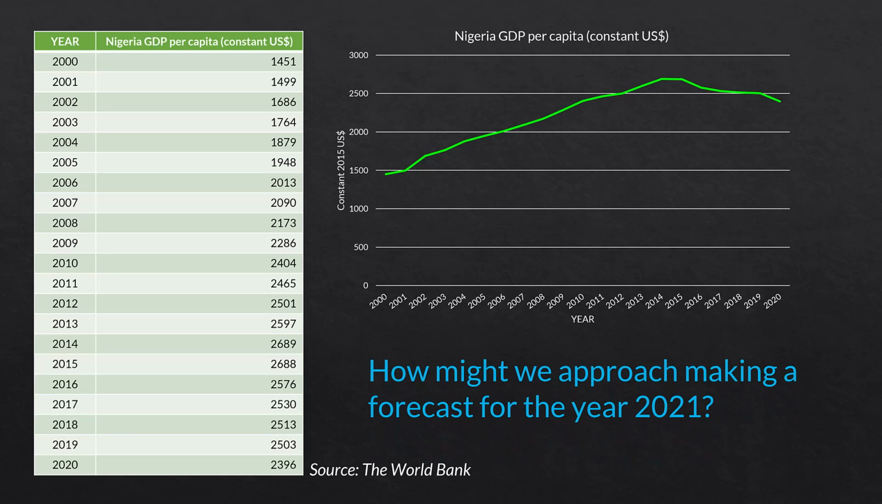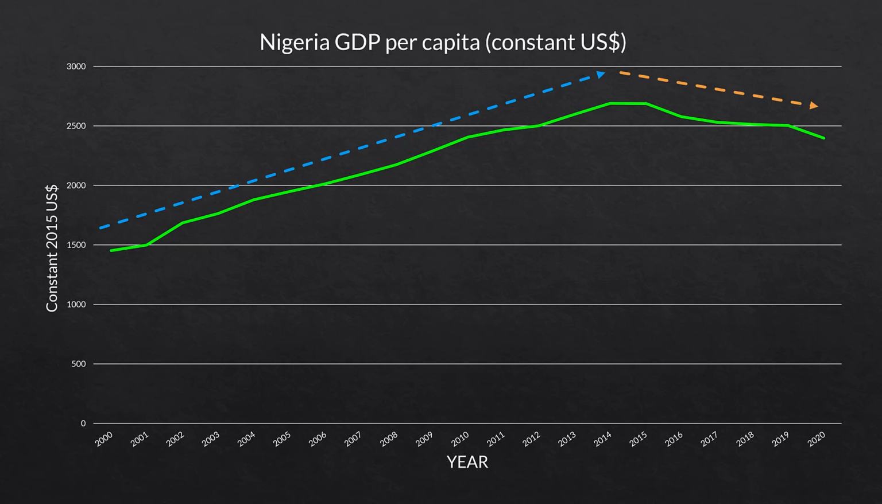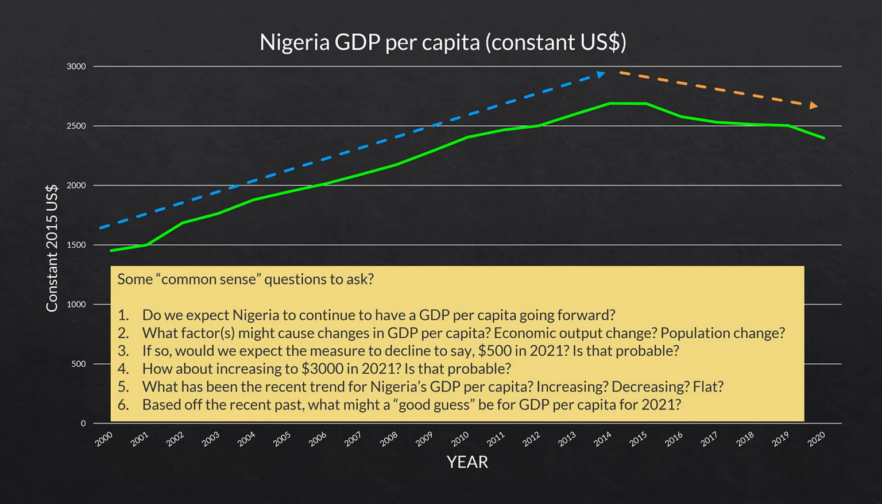Now the question here is, how might we approach making a forecast for the year 2021? So our data ends at 2020. We want to make a forecast for 2021. How might we do that? So we can see an up and then down pattern. And some common sense questions we can ask are these.